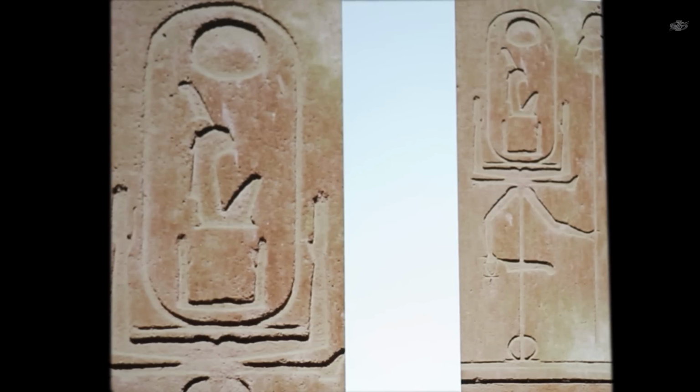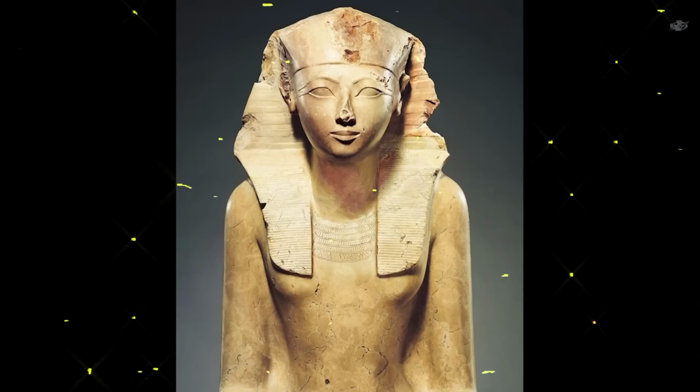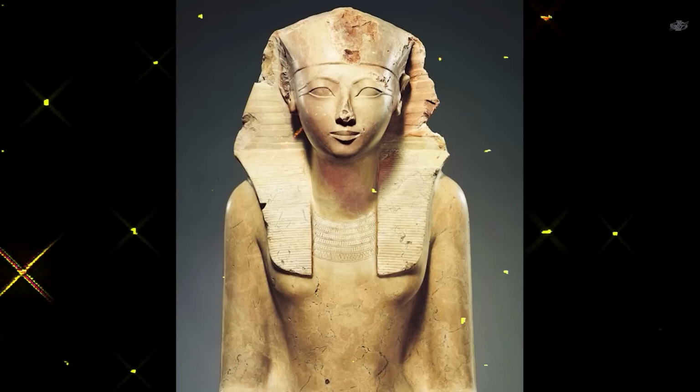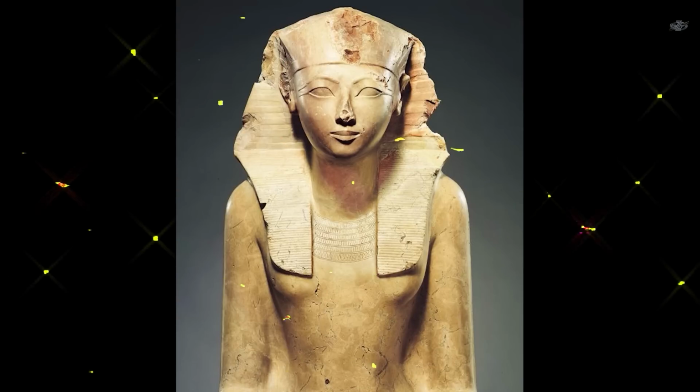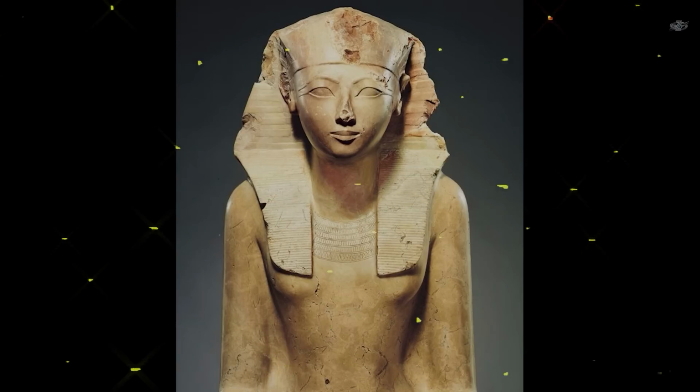And I believe the ka of Hatshepsut was very strong, because Hatshepsut, from being a regular queen, became the ruler of Egypt. She ruled Egypt not as a queen, but as a king. So her ka was very strong and very smart.